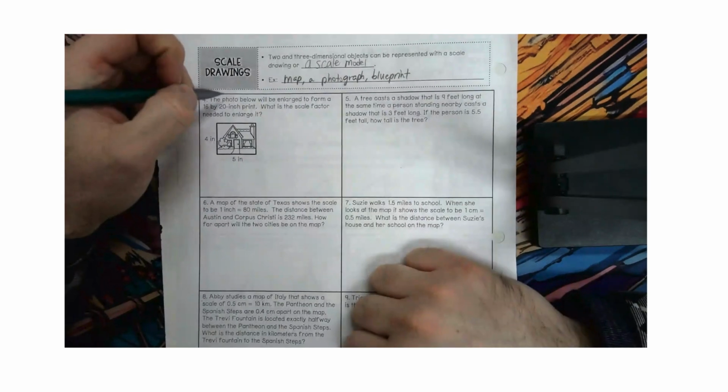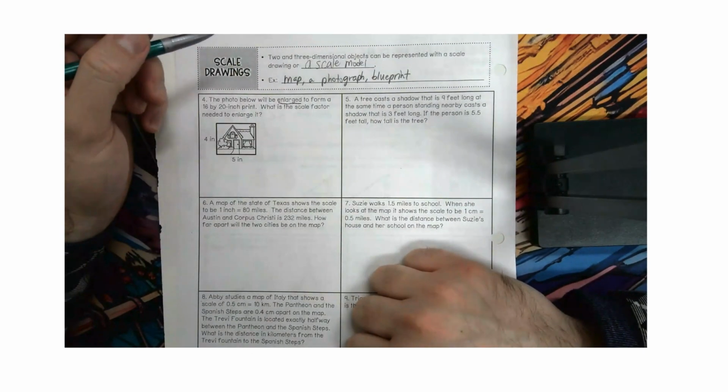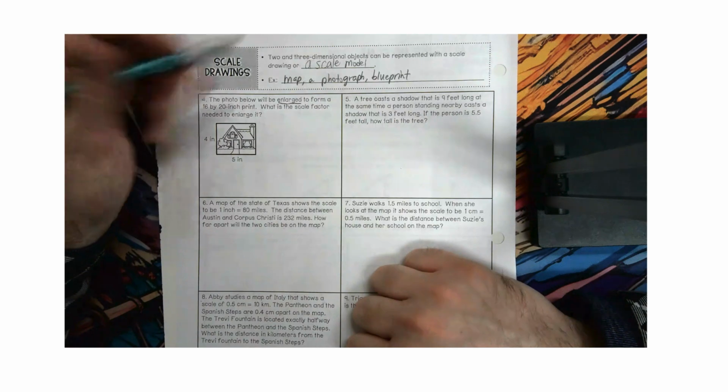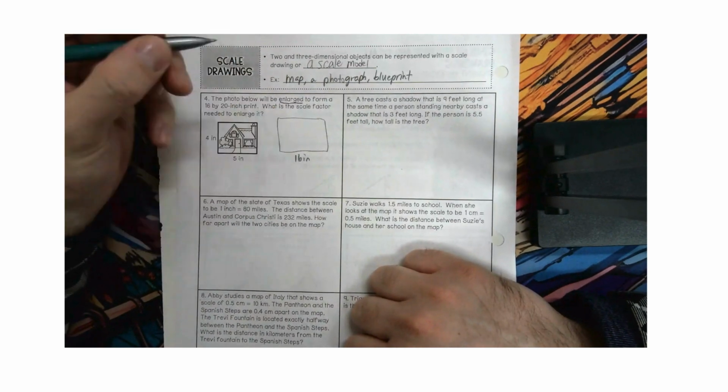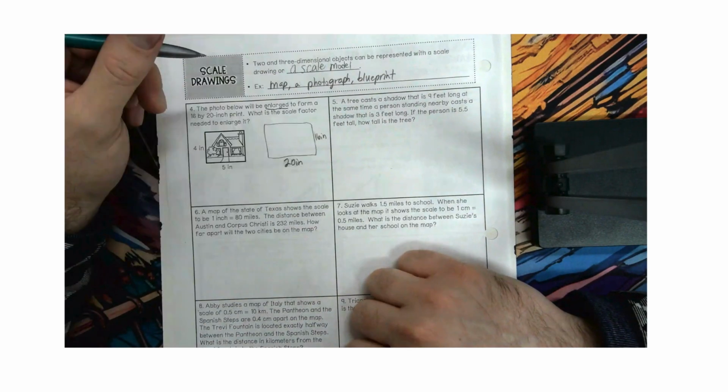So number 4, the photo below will be enlarged, meaning a scale factor larger than 1, to form a 16 by 20 print. What is the scale factor needed to enlarge it? So I'm just doing a little sketch. 16 inches would go on the side, 20 inches. So how are we going from the small shape to the big shape, right?